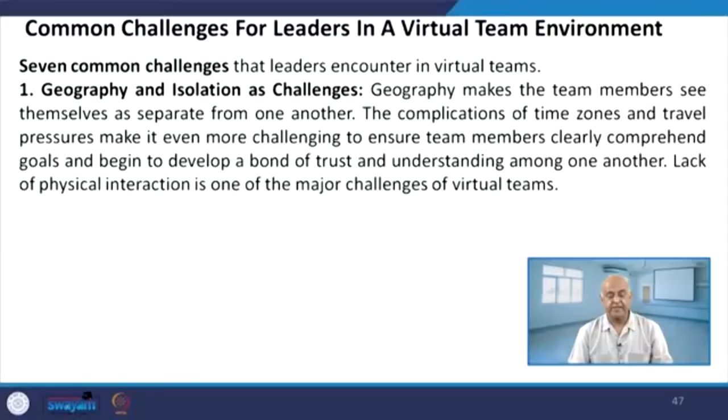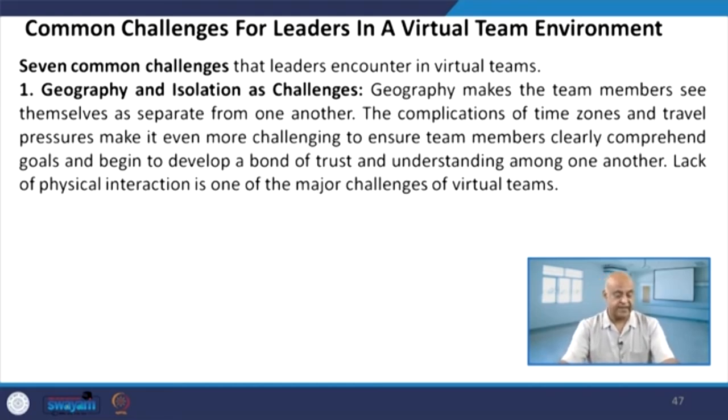So, common challenges for leaders in a virtual team environment. Seven common challenges that leaders encounter in virtual teams. The first is geography and isolation. Geography makes team members see themselves as separate from one another, and the complications of time zones and travel pressures make it even more challenging to ensure team members clearly comprehend goals and develop a bond of trust and understanding amongst one another. And then there are culture-based differences.